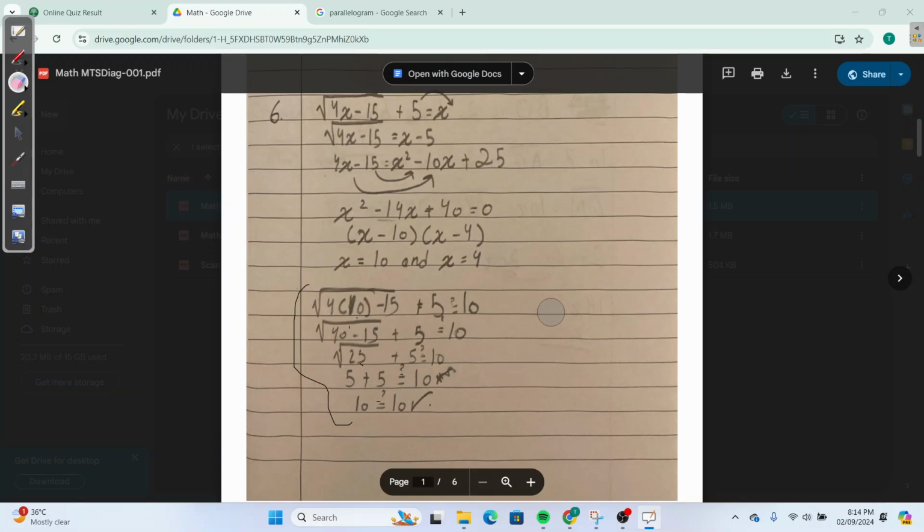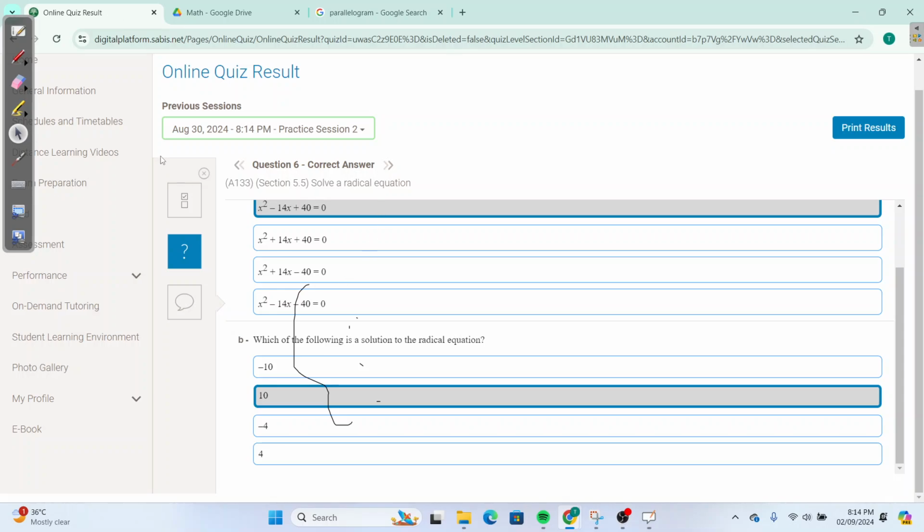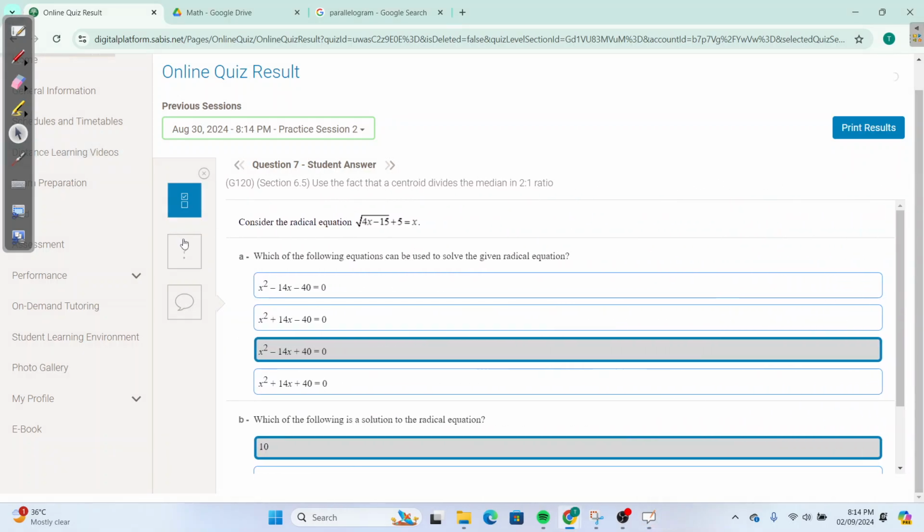So this is what I would do. And we got 10 for our solution. 10 equals 10, which is obviously defined, and it's true. So we choose 10 as our solution to the radical equation. Okay, we're a third of the way there.